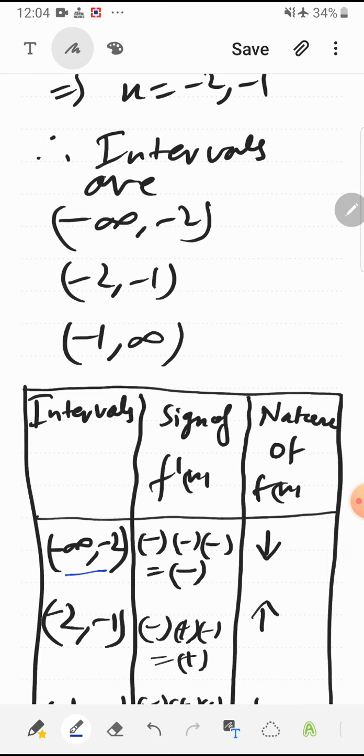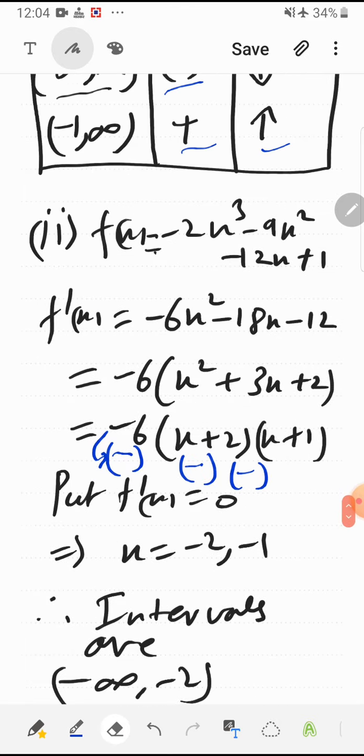And here we are not concerned with the actual value, whether you put minus 3 or minus 4. We are concerned with the sign only, remember this. So this we have done. Now, next interval.